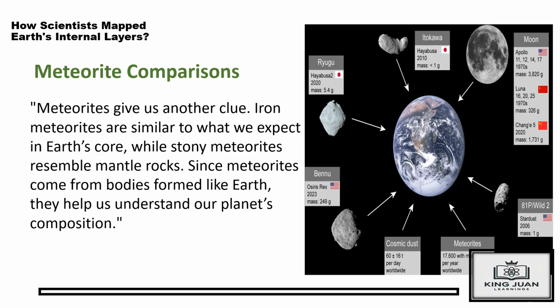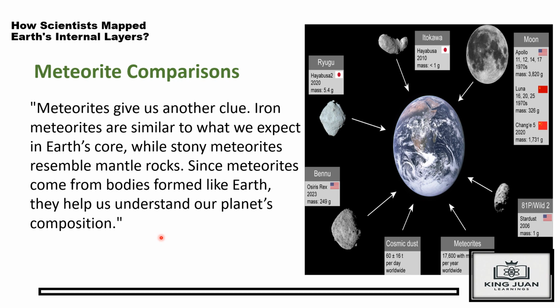Next is meteorite comparisons. Meteorites give us another clue. Iron meteorites are similar to what we expect in the Earth's core, while stony meteorites resemble mantle rocks. Since meteorites come from bodies formed like Earth, they help us understand our planet's composition.